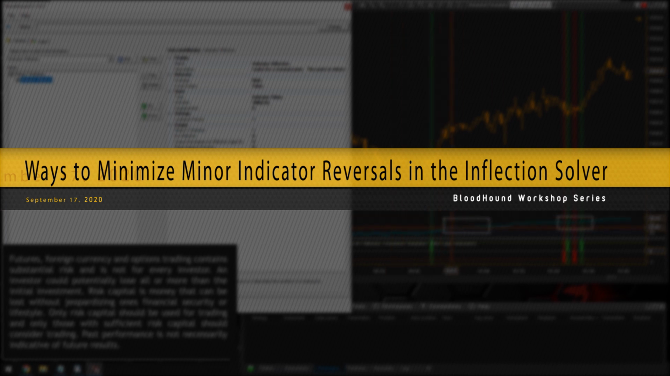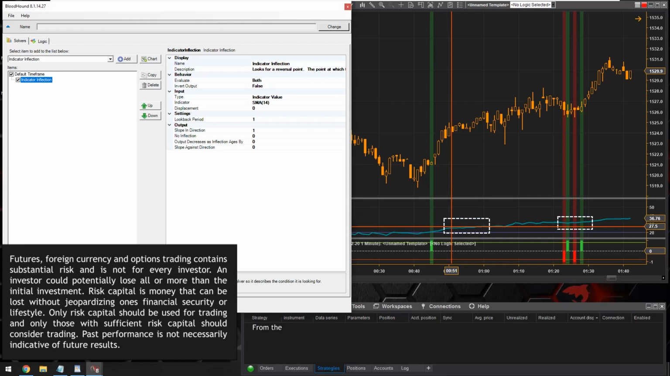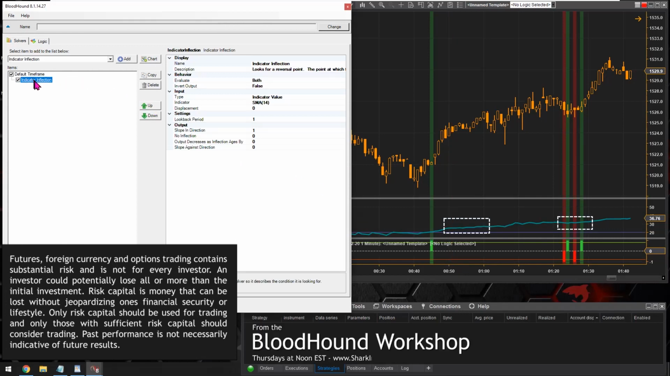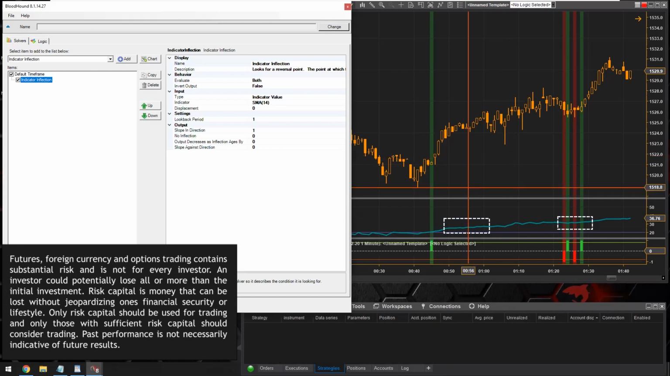So the question is, if you're looking at the inflection, an inflection is a reversal point, right? So an inflection is a change in direction. When it comes to charting, the only changes in direction are going up to down or down to up. On a chart, there is no left to right change in direction on your indicators. Indicators either go up or they go down. So the inflection solver is looking at whether indicators are reversing up or reversing down.